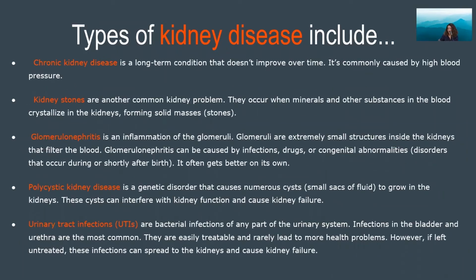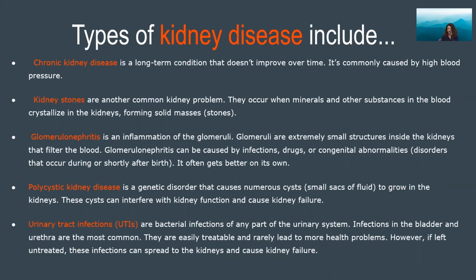Types of kidney disease include chronic kidney disease, a long-term condition that doesn't improve over time. It's commonly caused by high blood pressure. Kidney stones are another common kidney problem. They occur when minerals and other substances in the blood crystallize in the kidneys, forming solid masses.